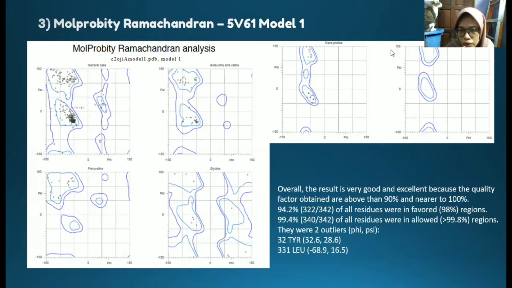There is 94.2% from the 322 of all residues in the favoured 98% region, and there is 99.4% from the 340 of all residues in the allowed 99.8% region. There were only two outliers, which are 32 tyrosine and 331 leucine.